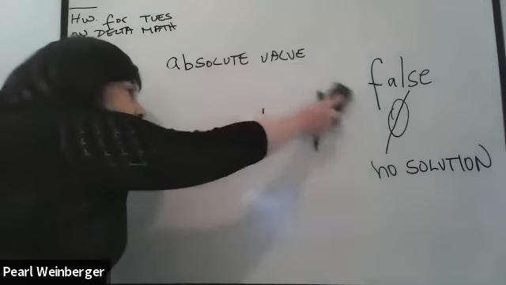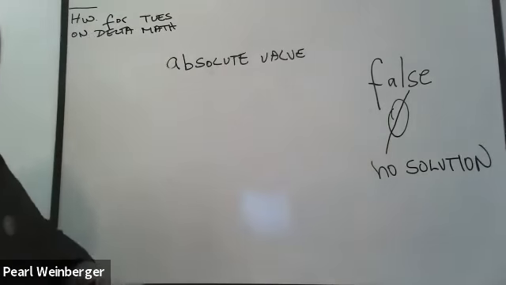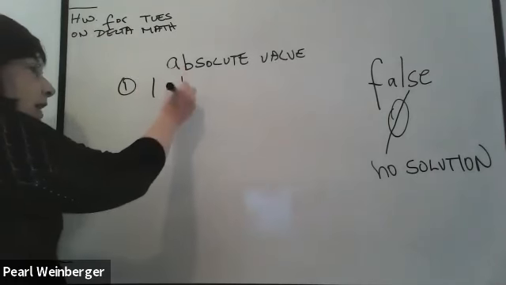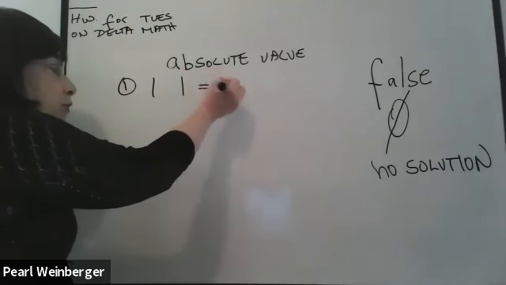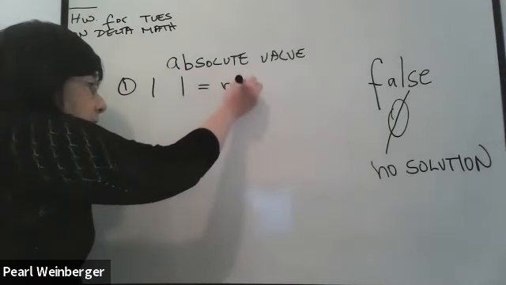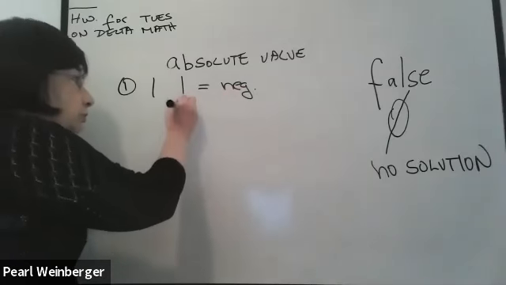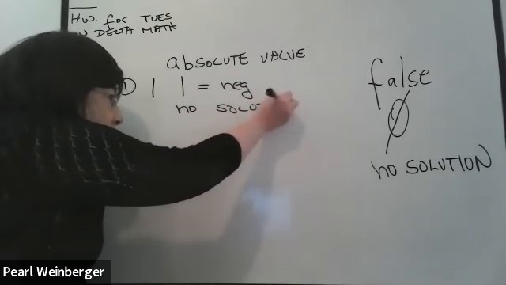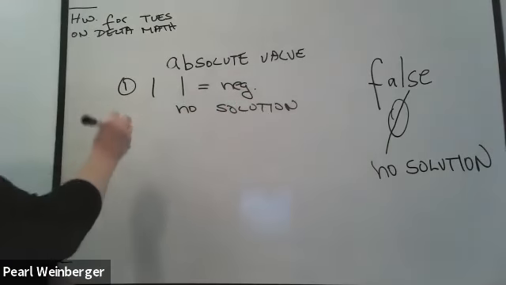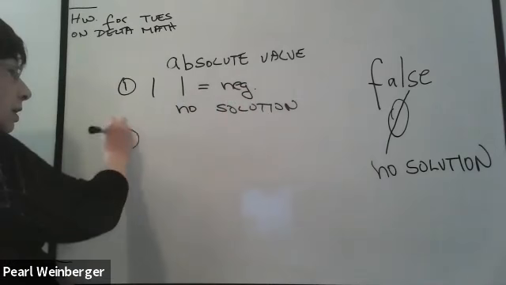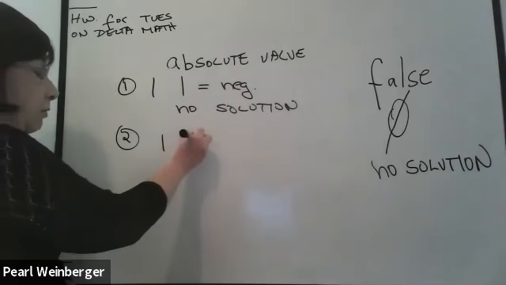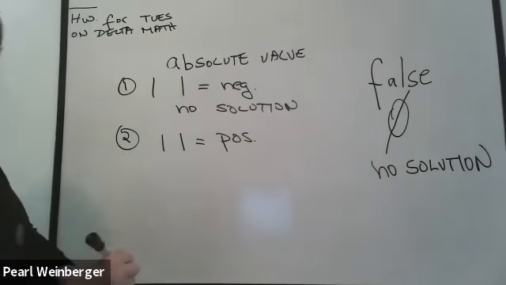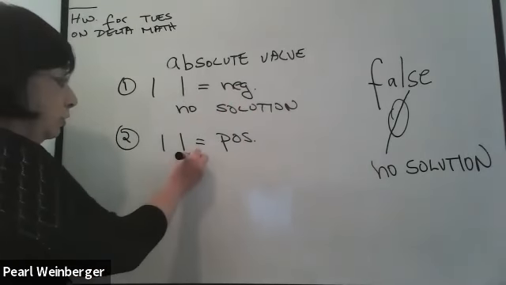Okay, so now I can give you 2 basic rules. Rule number 1, if you have the absolute value equaling a negative number, there's no solution. Stop right there. Rule number 2, if the absolute value equals a positive number, then you have to end up with 2 answers.